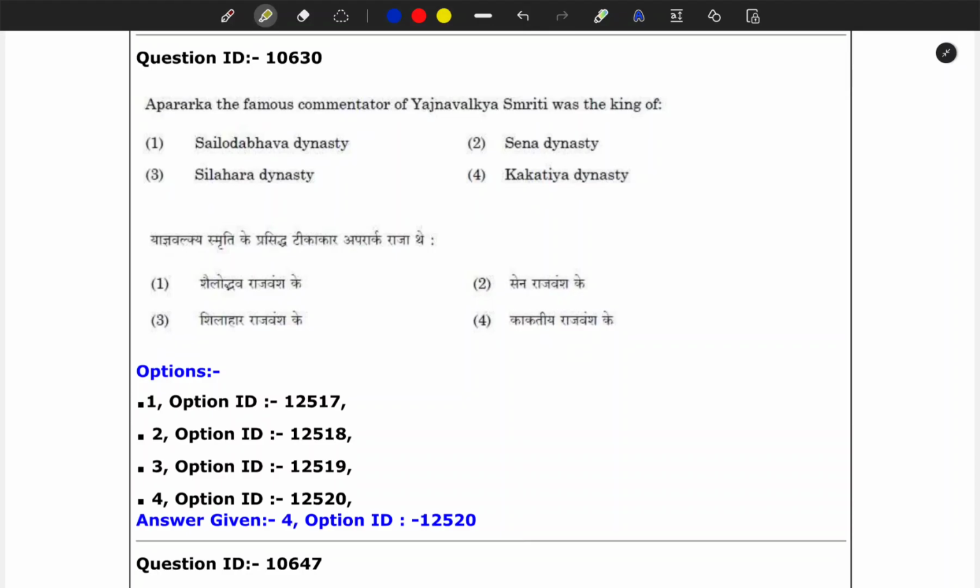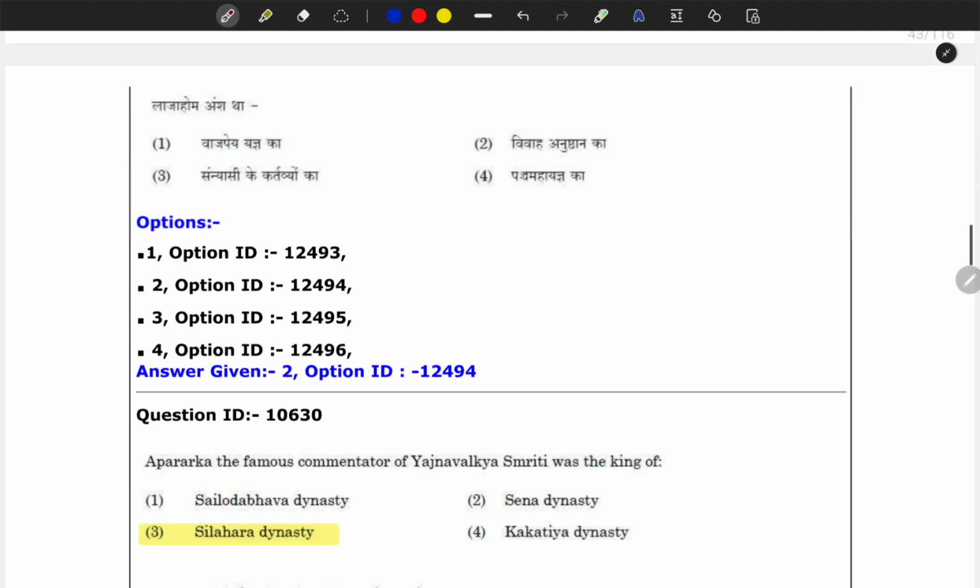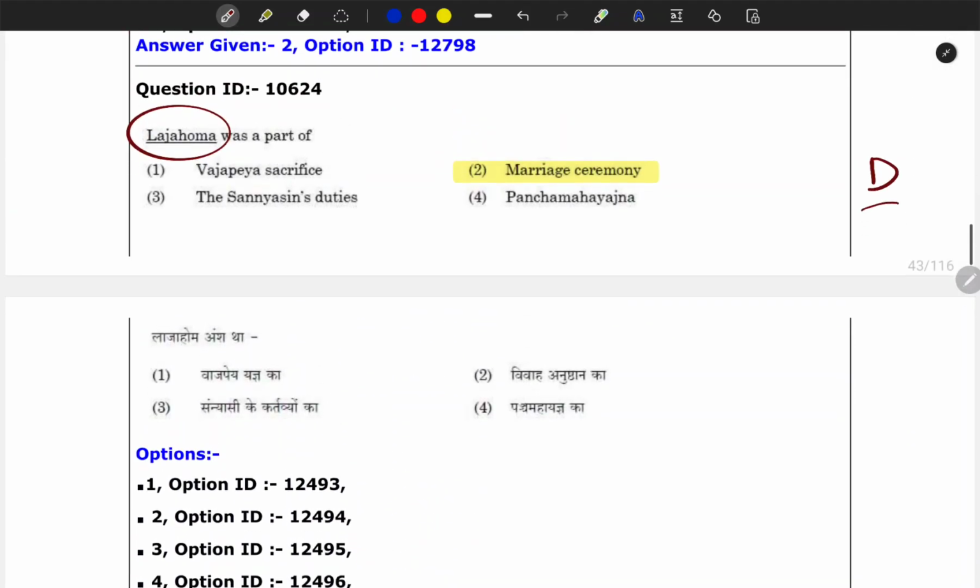Next question: Apararka, the famous commentator on the Yajnavalkya Smriti, was the king of. If you know this, it is good, but I don't know this. This is a pure fact from ancient India. The correct answer is the Silhara dynasty. But actually I didn't know this. If you know this, it is very good. For me, this is a difficult question, and it was also a difficult question for me in the exam.